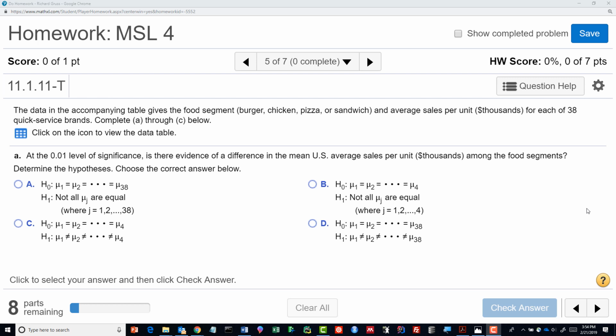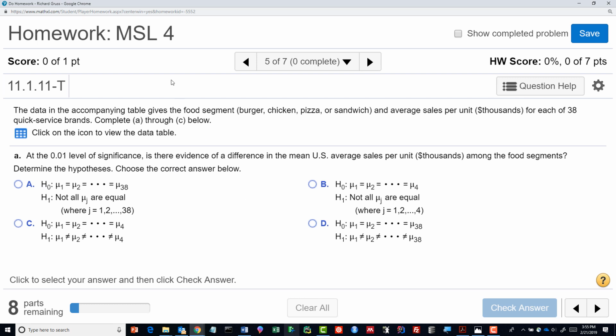Okay, so I'm on problem number 5 on MSL4, and I'll just go through maybe the first couple parts to get you started on it. We've got this data that's given to us here, where it's giving average sales for each of these different food segments. We've got burger, chicken, pizza, and sandwich. So we've got 1, 2, 3, 4 different groups, right? And the units that are actually being collected are the average sales for each of 38 brands.